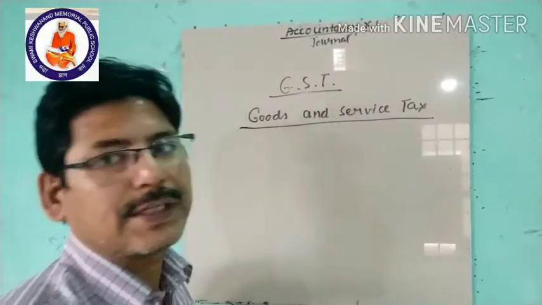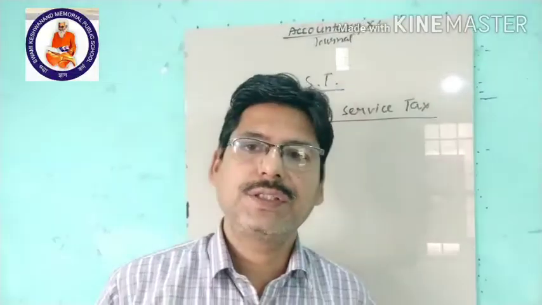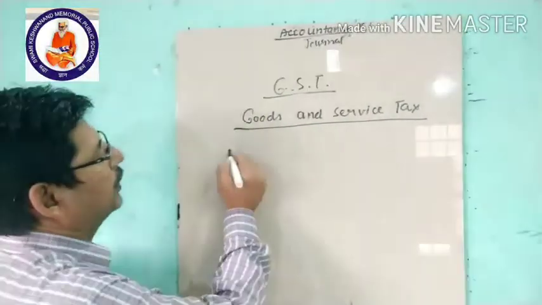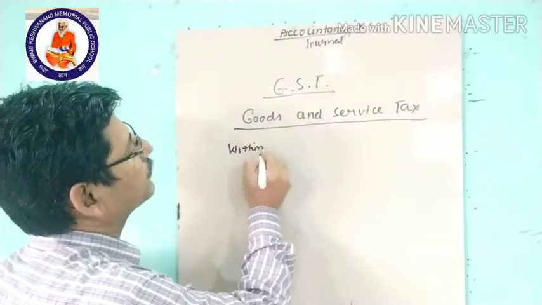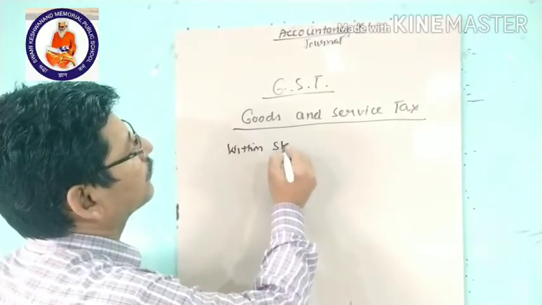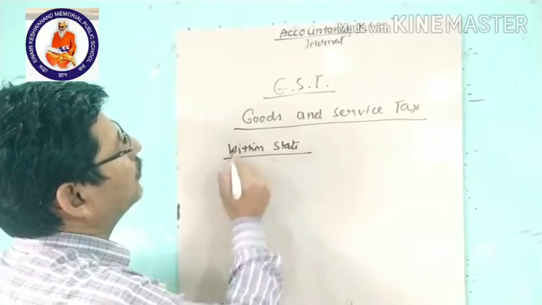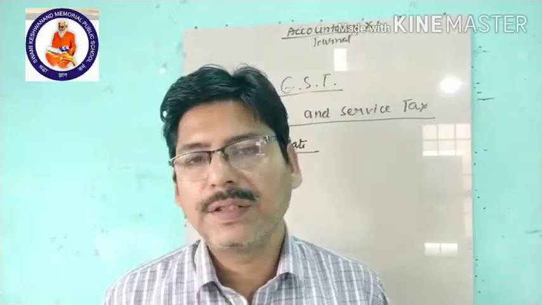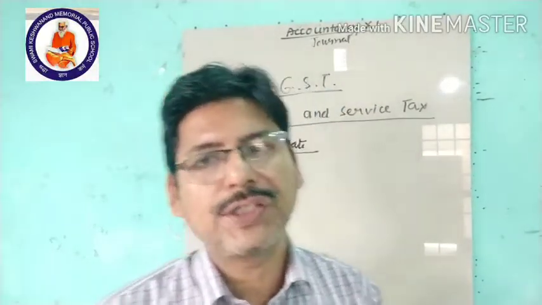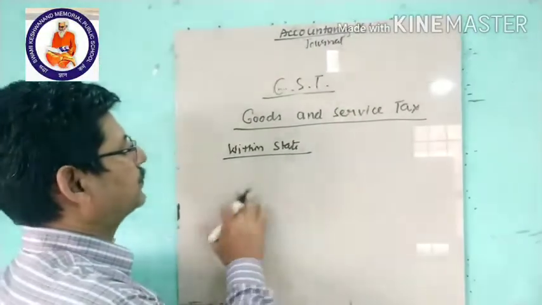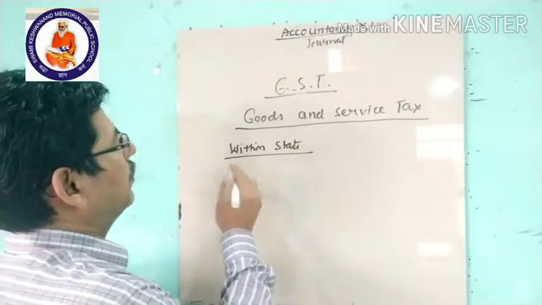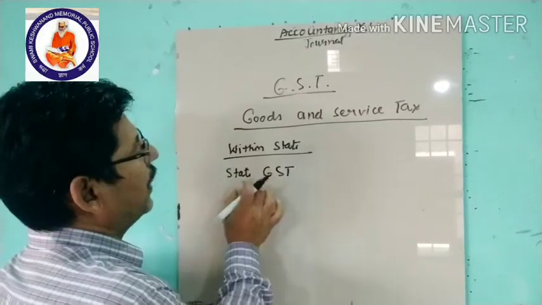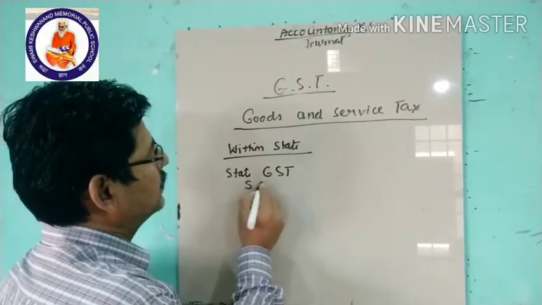GST, goods and service tax, is charged if the goods are sold within a state. If the goods are sold within one state, then the tax that is charged is called State GST, that is SGST.